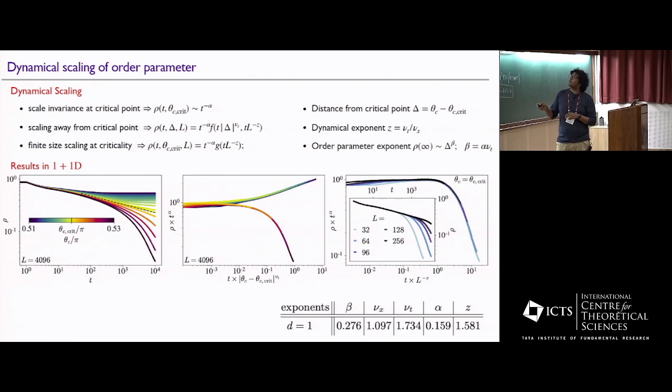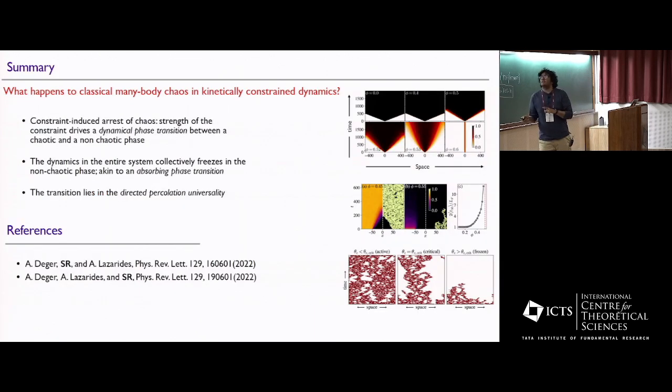And one can show that if you could really simulate the system up to infinite times, you would have an order parameter exponent, which is related to these by this. But anyway, we take this data, we try to collapse it on top of each other, we do the finite size scaling at the critical point, and the exponents that we get match the known directed percolation exponents to some fourth or fifth decimal place, which tells us that this transition indeed is in the directed percolation universality class. Again, this is back to my summary slide.